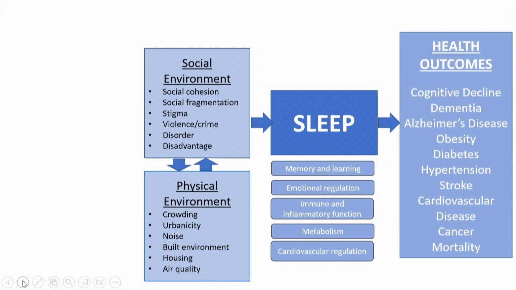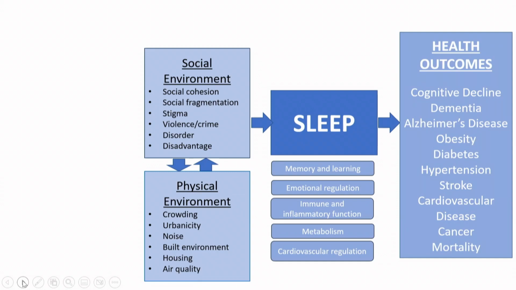And so some of the work that I've published, we've shown that different features of the physical environment, such as noise, as well as living in areas with a higher population density, as well as intersection density, is associated with shorter sleep duration and also poor sleep quality.